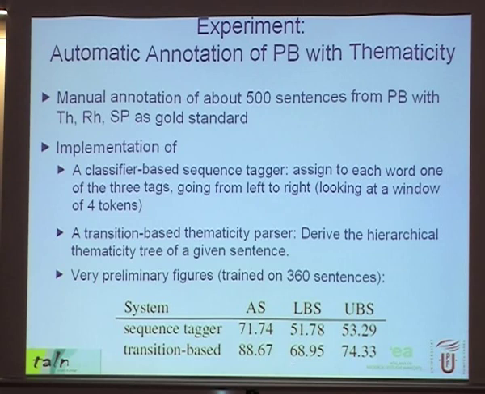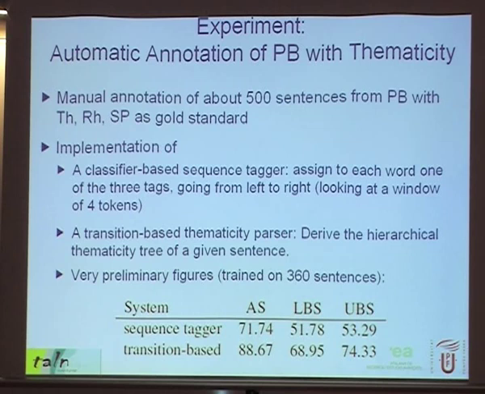And here, that's what you see: almost 68 or 69 percent accuracy, and here unlabeled 74. That's not bad at all if you look at 360 sentences as a training corpus. I don't remember how well the phrase structure parsers perform. Obviously higher, but I guess we can reach the same accuracy.